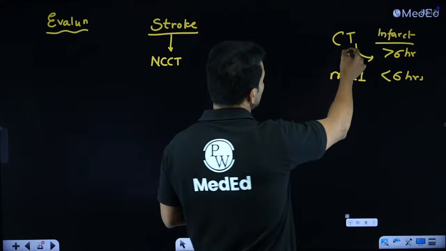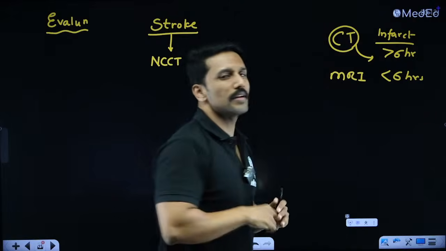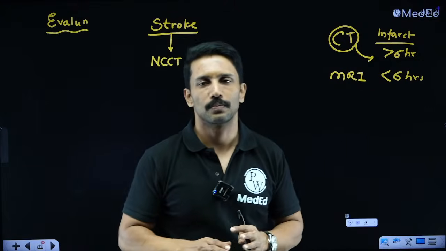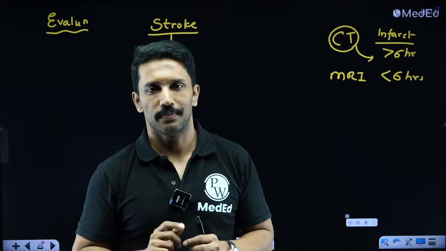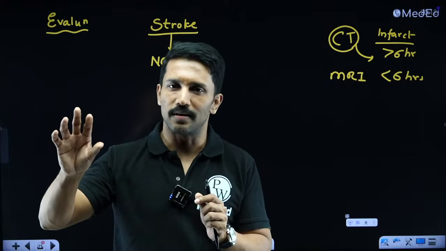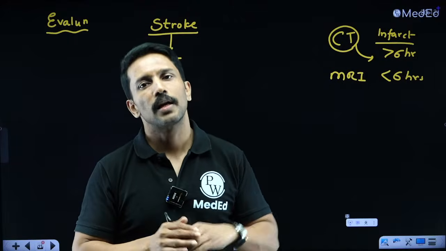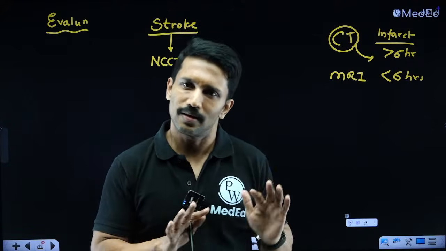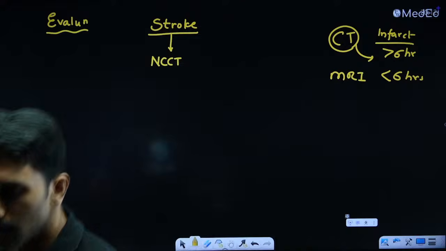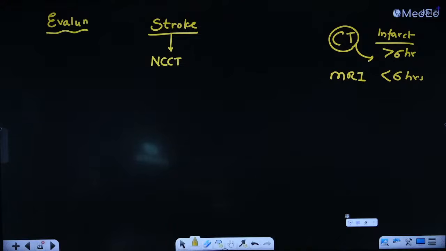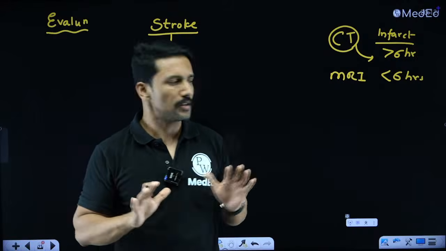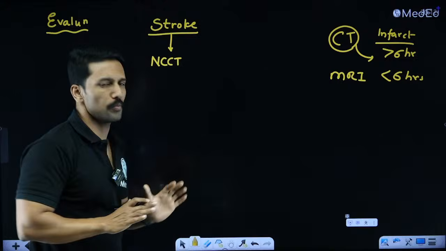CT is highly sensitive for detecting bleed. It doesn't miss the bleed easily. It will miss the infarct up to 6 hours. It may not show you, but you don't miss the bleed. So if I get a CT done and it shows bleed, then it is hemorrhagic stroke. If it does not show bleed, then it is ischemic stroke. As simple as that. Amir Ali, very good. Yes, that's exactly the point. We don't want to see the infarct. I just want the answer whether it is ischemic or hemorrhagic. So that's why CT does the job.